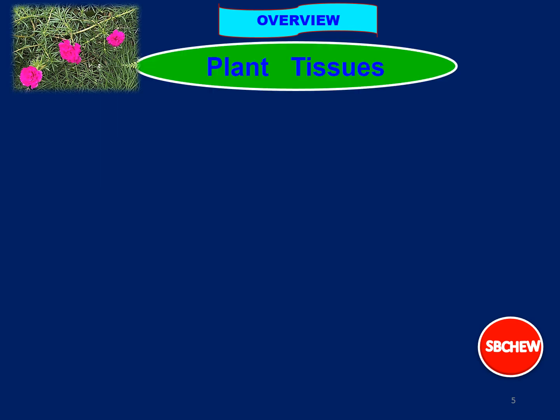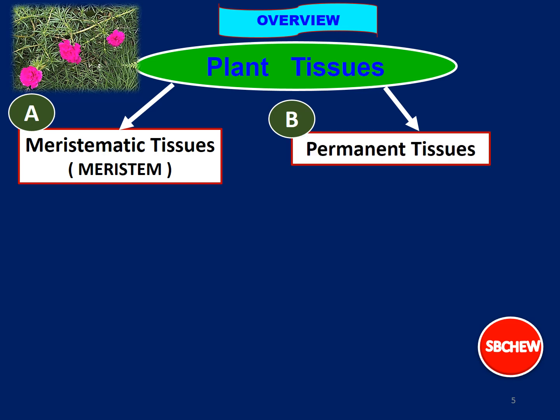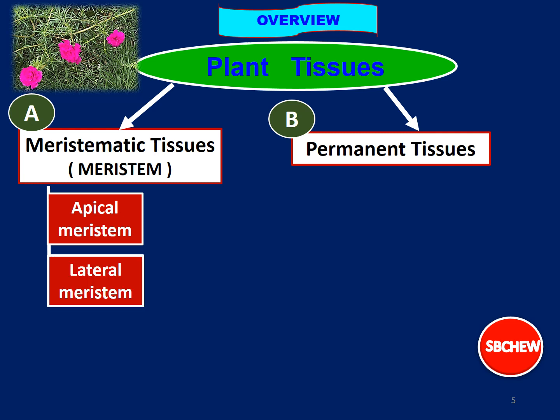Here is an overview of what we will be discussing today. Our topic today is plant tissues. Plant tissues can be divided into two main types. A, the meristematic tissues or meristem, and B, the permanent tissues. Meristematic tissues can be further divided into two types: the apical meristem and secondly the lateral meristem. Generally, meristematic tissues carry out cell division by mitosis to produce new cells for growth.